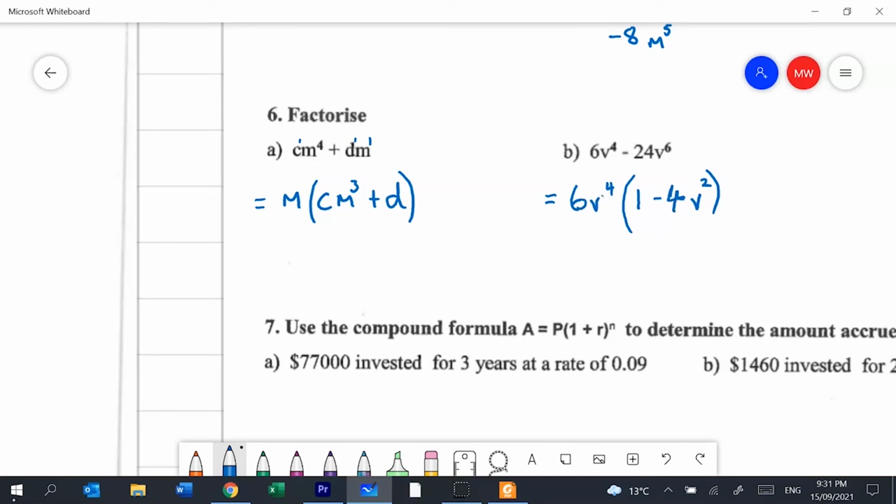There we go. So again, 6v to the 4 times 1 makes 6v to the 4. 6v to the 4 times minus 4v squared makes minus 24v to the 6.